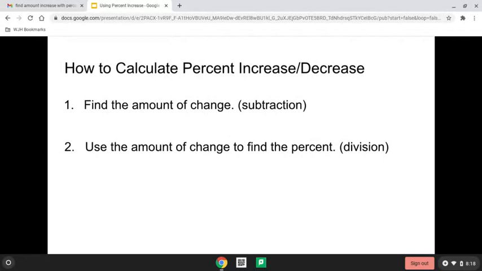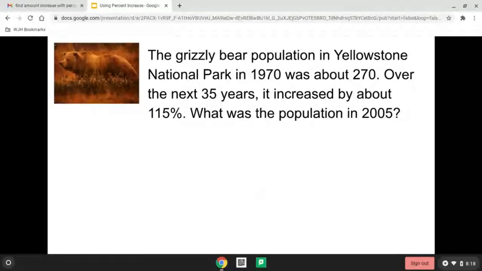So here's our first problem of this kind. The grizzly bear population in Yellowstone National Park in 1970 was about 270. Over the next 35 years, it increased by about 115%. What was the population in 2005?